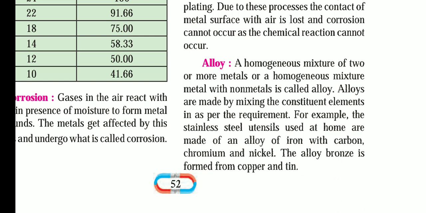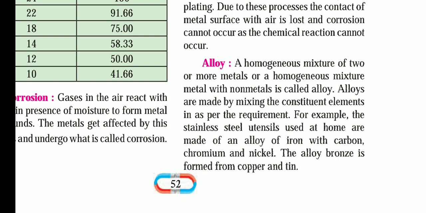Now what is given? Alloys are made by mixing the constituent elements as per requirement. For example, the stainless steel utensils used at home are made of an alloy of iron with carbon, chromium and nickel. Alloys are made by mixing different constituent elements as per requirement, so we mix different constituents to form an alloy.